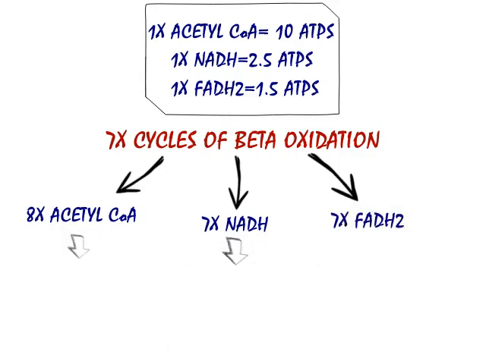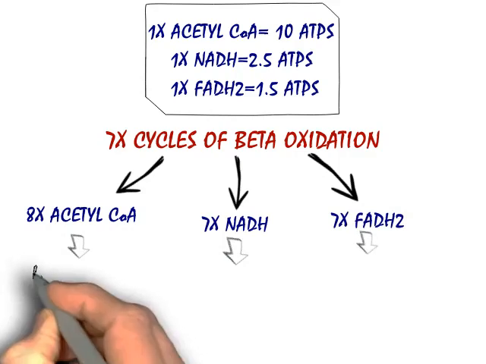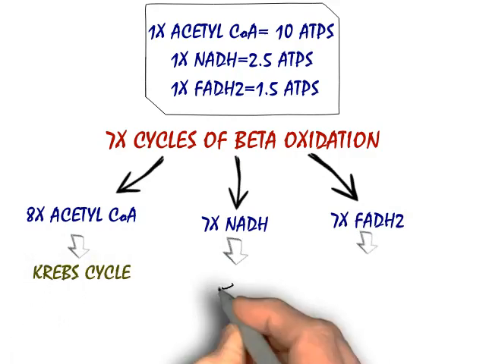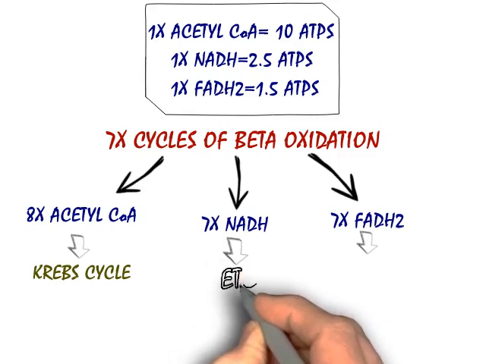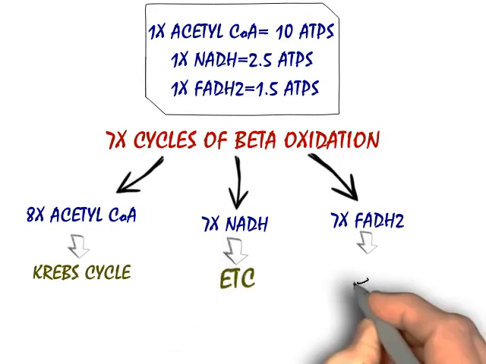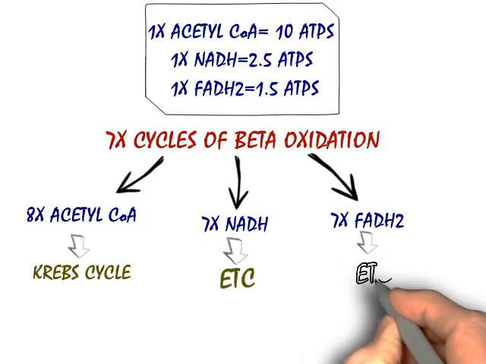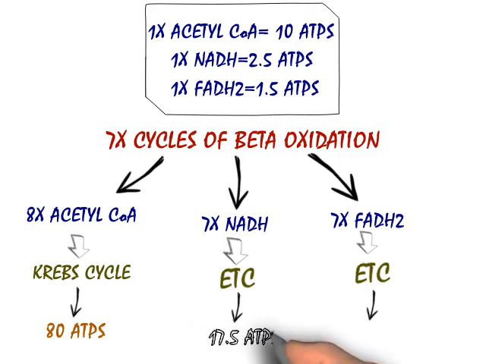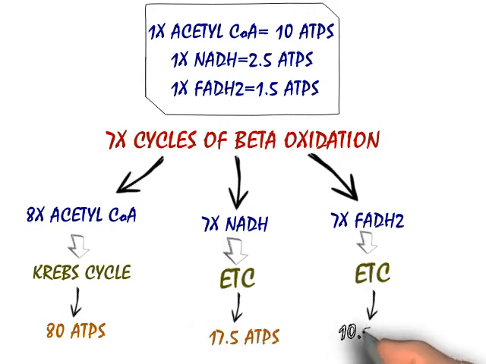And now let's talk about the different things. The 8 acetyl-CoA are utilized in the Krebs cycle and the 7 NADH are utilized in the electron transport chain along with the 7 FADH2. So the ATPs formed by the 8 acetyl-CoA is 80 ATPs, the ATPs formed by the 7 NADH is 17.5 ATPs, and by the 7 FADH2 it is 10.5 ATPs.